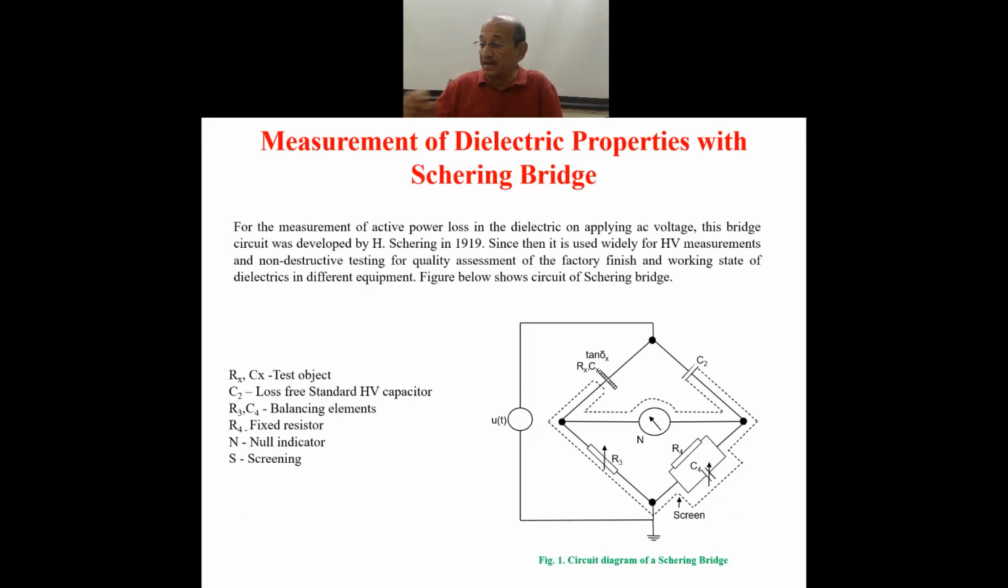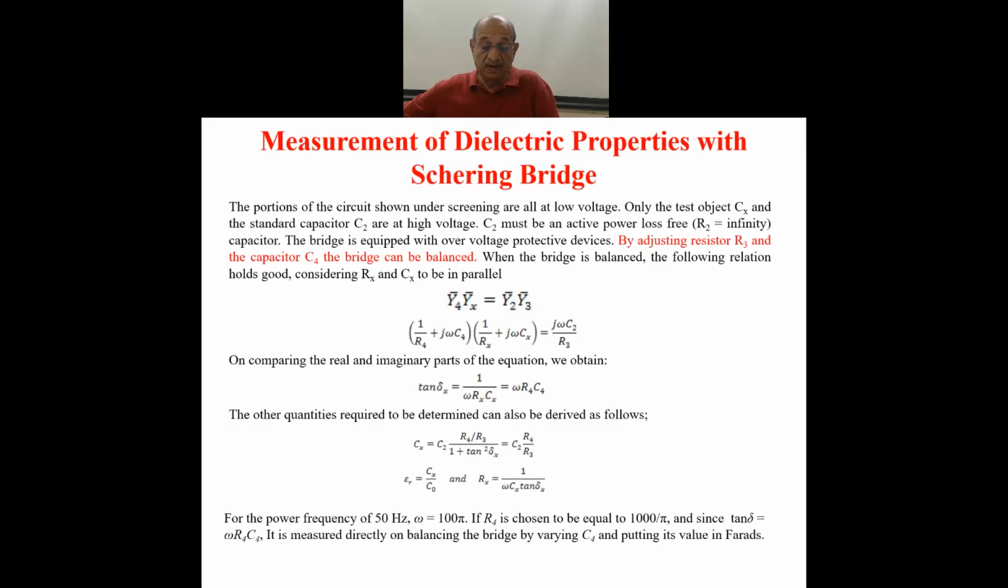So this Schering bridge was developed, as you know, as early as 1919, more than 100 years ago, and is very widely used in all good high voltage laboratories. So this was the derivation about the relative permittivity, the insulation resistance, and tan delta. How you measure, we have discussed that in the last lecture.